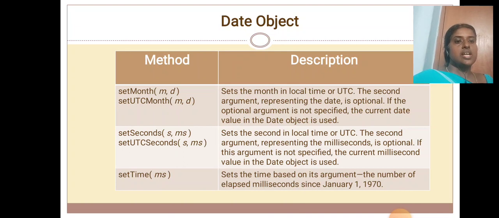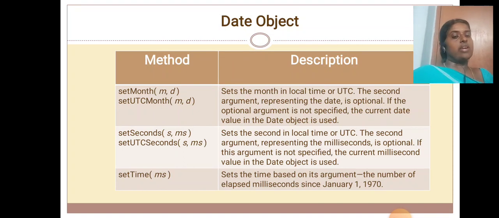Next is set time. This is used to set from which day you want to start your system clock. We can set it with the help of this set time. The argument we have to pass is the total milliseconds. For example, if I have to set my clock from January 1, 1970 up to a date in September 2023, I have to calculate every day into milliseconds and pass that as a millisecond value. That will be converted into a date by your system.